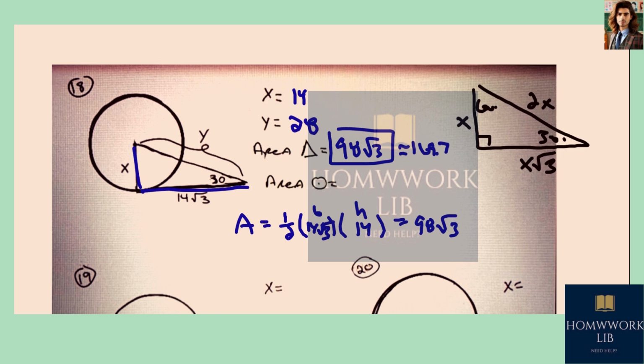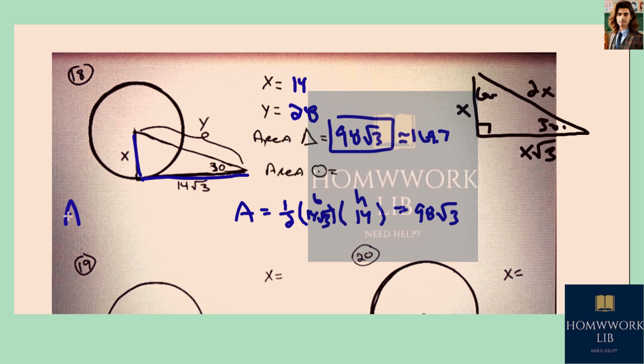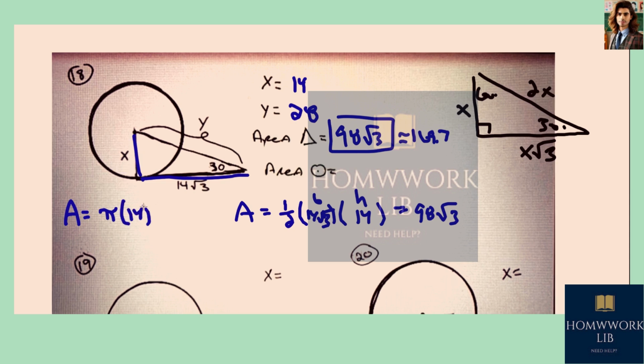Okay, and the area of a circle is pi times the radius squared, which would be the x, which is 14 squared. Exactly, 14 squared is 196. So you can say 196 pi, or that's roughly 615.44 if you're using decimals.